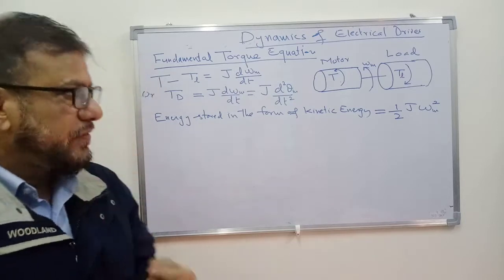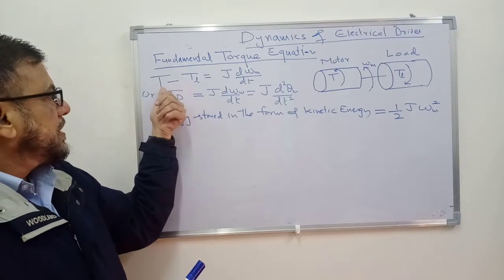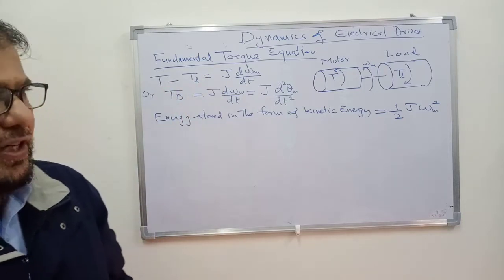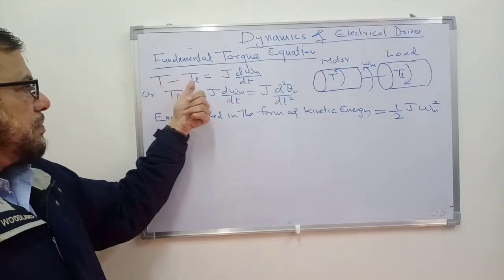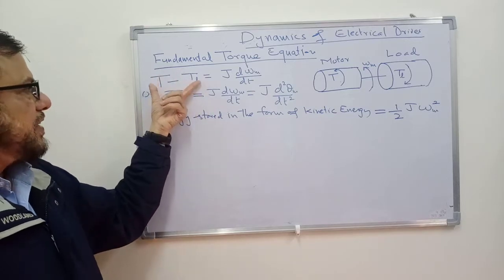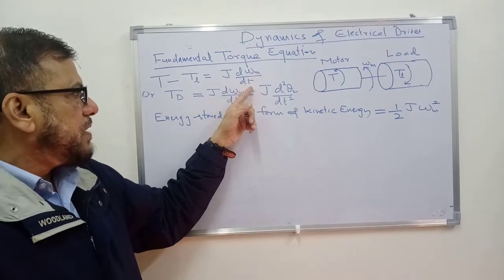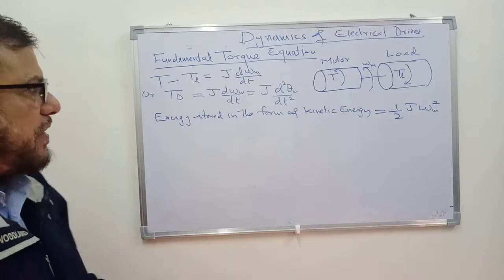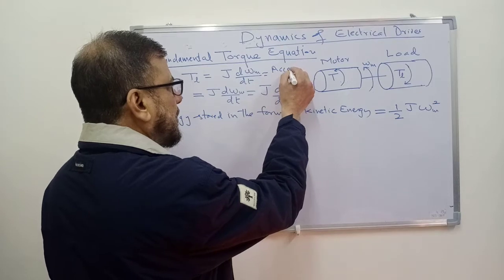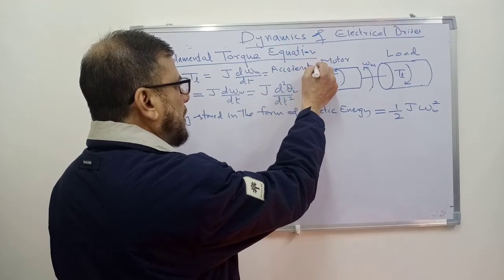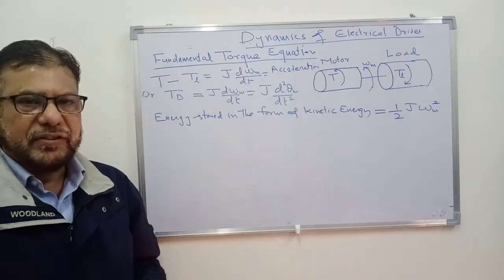So for that you must understand the basic or fundamental torque equation, which is shown here. T minus TL is equal to J d omega m over dt. Torque produced by the motor minus the load torque, that is the net torque acting on the system, is equal to J d omega m over dt. This you may call as angular acceleration. Because it is a rotational motion, this you may call as angular acceleration.